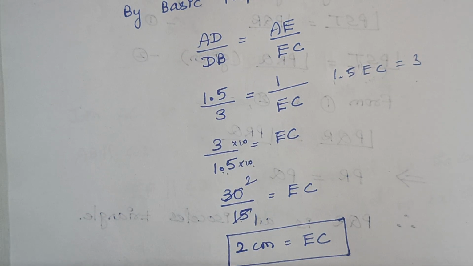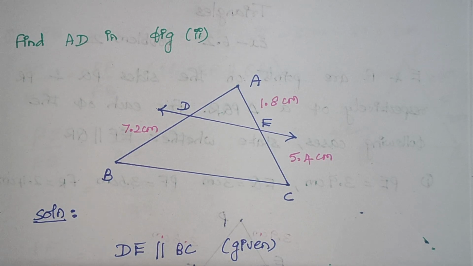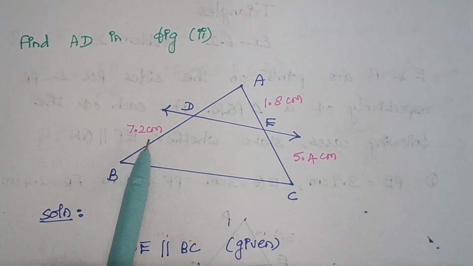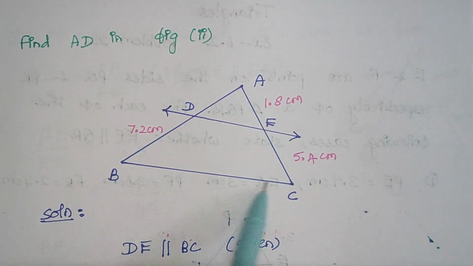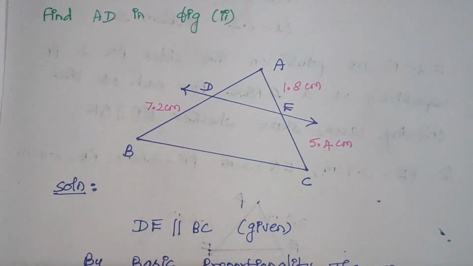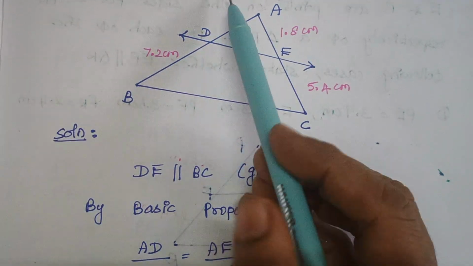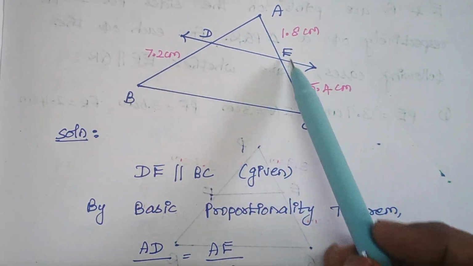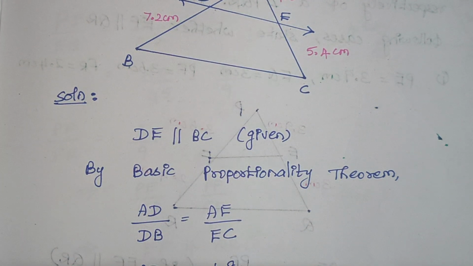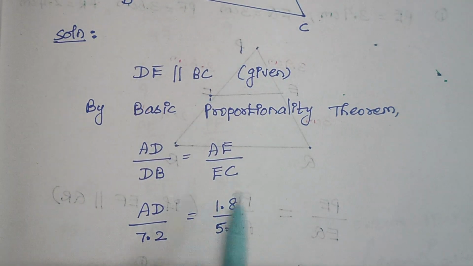Again in this diagram we have to find the value of AD. The same thing here also, DE is parallel to BC. Again we are going to make use of the basic proportionality theorem. When you apply it, how can you write this? AD by DB is equal to AE by EC. So this is what I had written here. Next we are going to substitute the values.